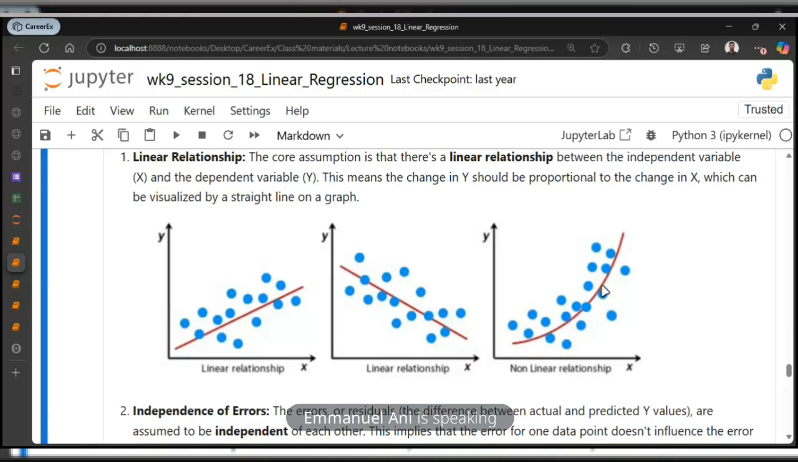There's a curve to it, right? So a linear regression won't be suited for this kind of data set. Once you plot your data set and it has this kind of relationship, you most likely shouldn't use linear regression. You should look for another algorithm to use. All right, so that is it for the first assumption.